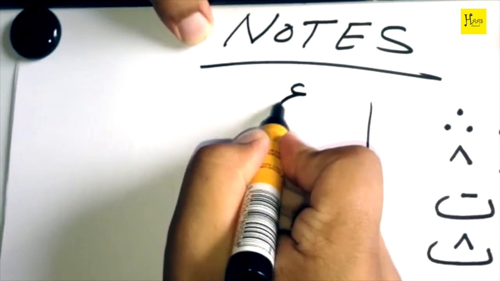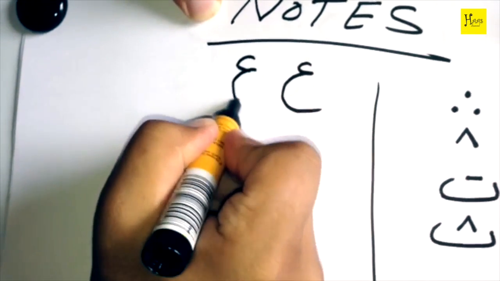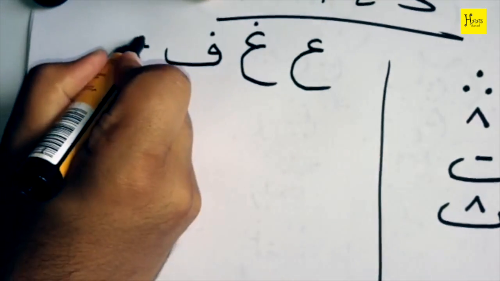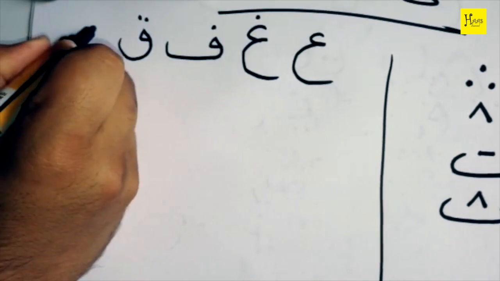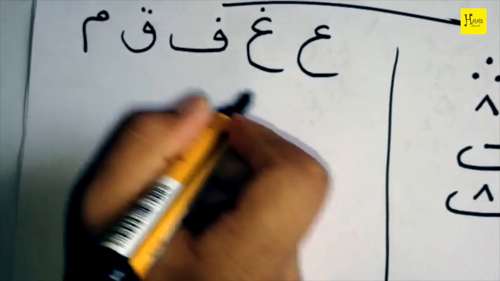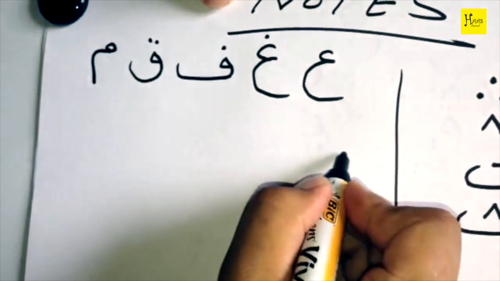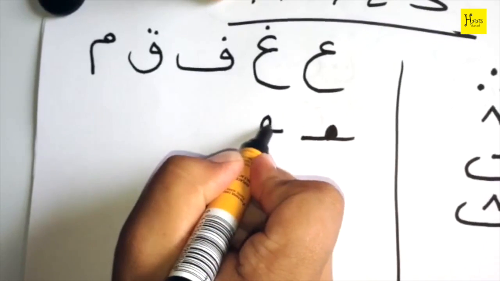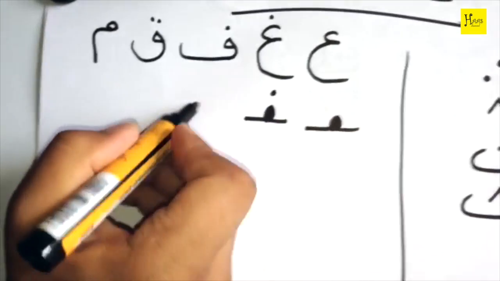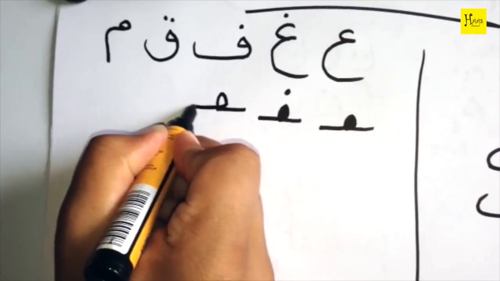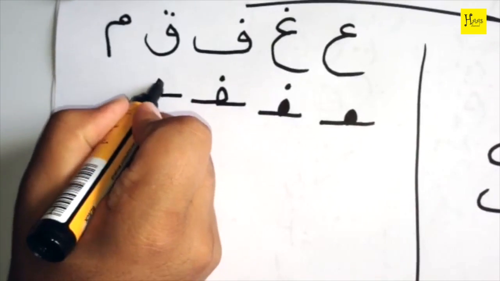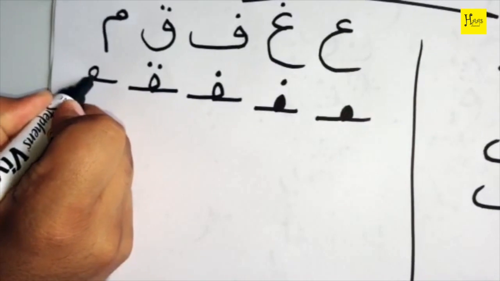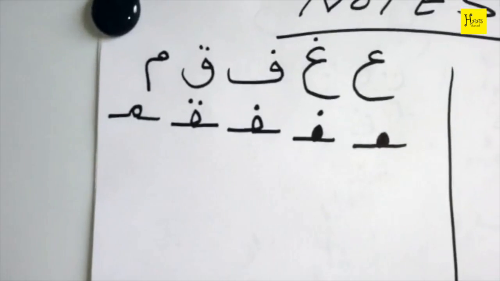The second note I also want to talk about is the medial position for the following letters: Ain, Ghain, Fa, Qaf, and then Mim. Now the medial position for these letters: Ain, Ghain, Fa, Qaf, and Mim. So pay attention to that, please.